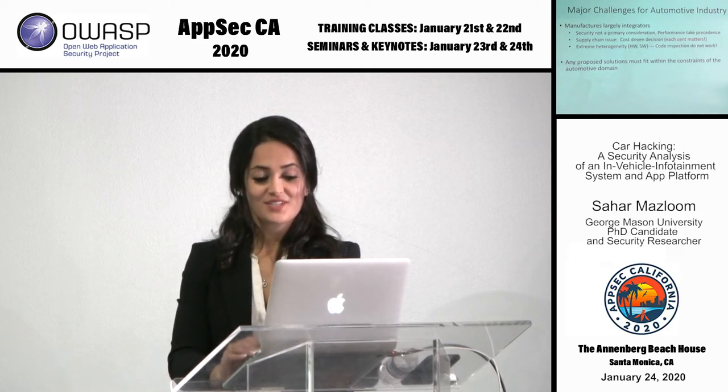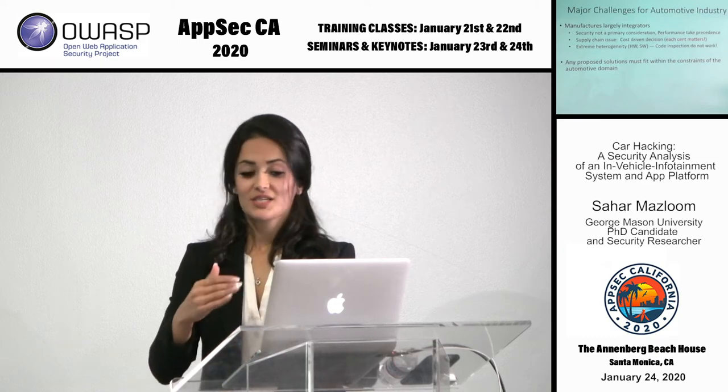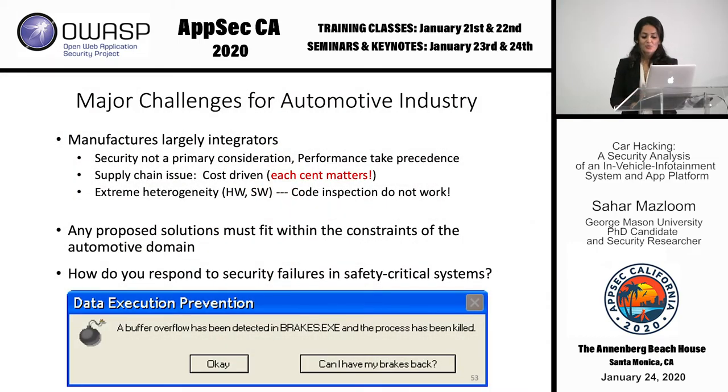So the major challenges, as a last point, that car manufacturers are dealing with are very important. We have to keep in mind that any solution somebody is proposing for these car manufacturers has to consider this set of facts. Manufacturers are largely integrators. There is nothing that they own themselves, not even part of the code is from them. They're integrating code from different vendors, and when they make contracts with different vendors, maybe two pennies decide which vendor they go with, not the security practice. Also, there's an extreme heterogeneity between the software and hardware. That was one of the attacks that they did, misusing this fact. So what I'm trying to point out is that code inspection is not really working here.